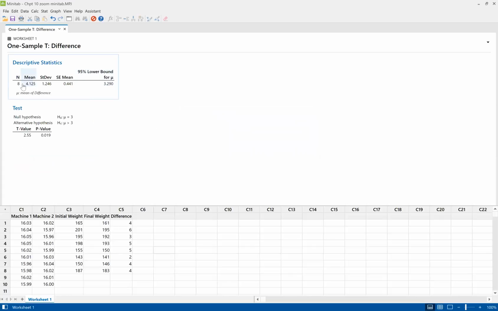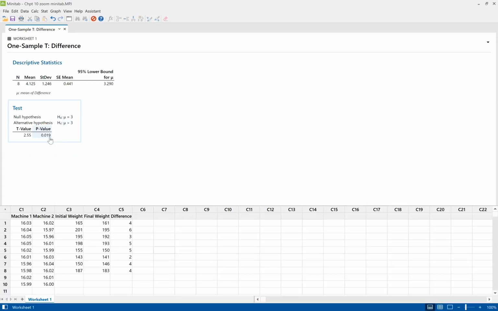Well, I get my descriptive statistics for 1 sample t. So I have my n is equal to 8 here, mean, standard deviation, standard error of the mean. I've got a lower bound only. I've got my test right here. My null hypothesis is that the mean is equal to 3. My alternative hypothesis is that the mean is greater than 3.